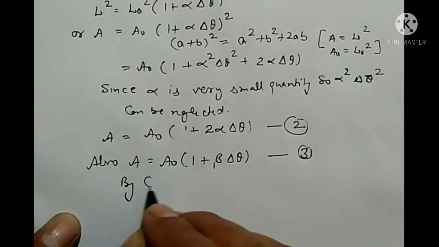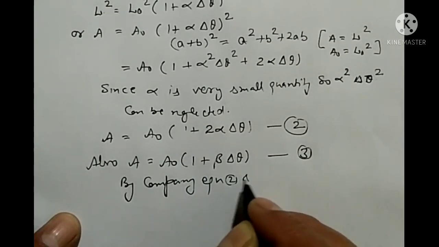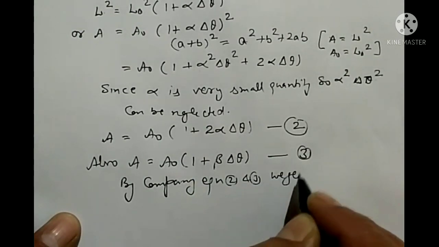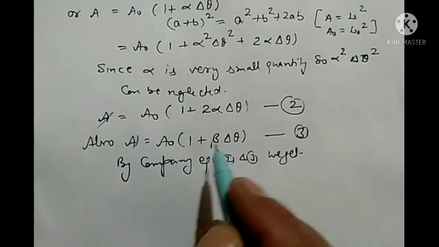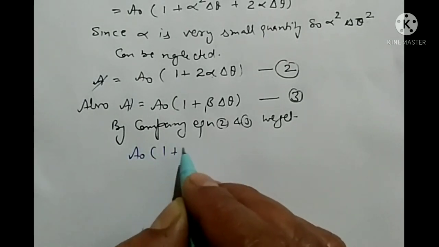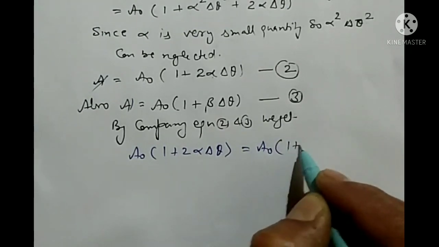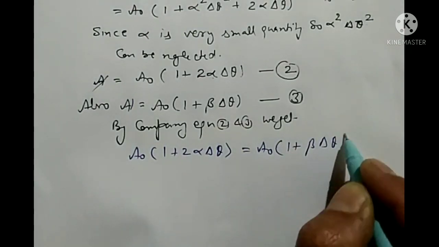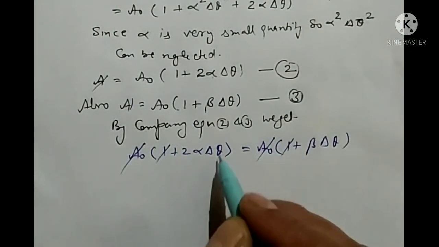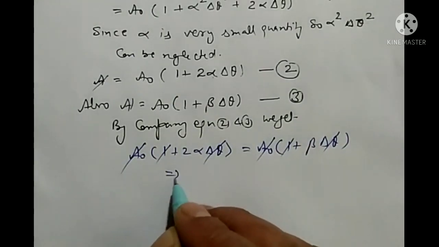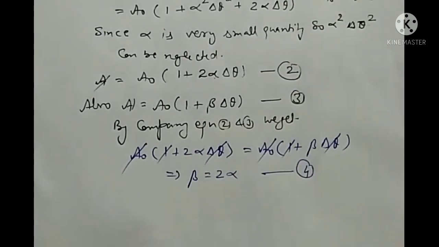By comparing equation 2 and 3, we get, since the left hand side is equal, the right hand side is also equal: A naught (1 plus 2 alpha del theta) equal to A naught (1 plus beta del theta). A naught cancels with A naught, 1 with 1, del theta with del theta, so we are left with beta is equal to 2 alpha. This is equation number 4.